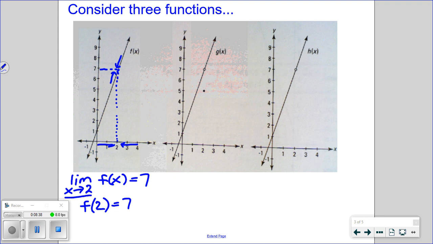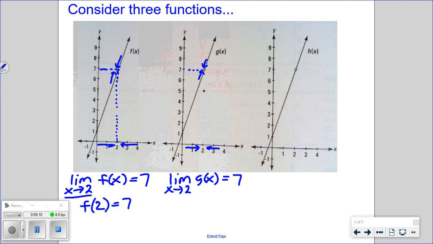Okay, well, let's look at g of x, the next graph. So let's do the same thing. Let's start with the limit. If we were trying to find the limit as x approaches 2 of g of x, and again, this is a two-sided limit, so we have to approach 2 from both directions. If we go up to our graph and we follow our graph again from both directions, you can again see that g of x is getting closer to 7.